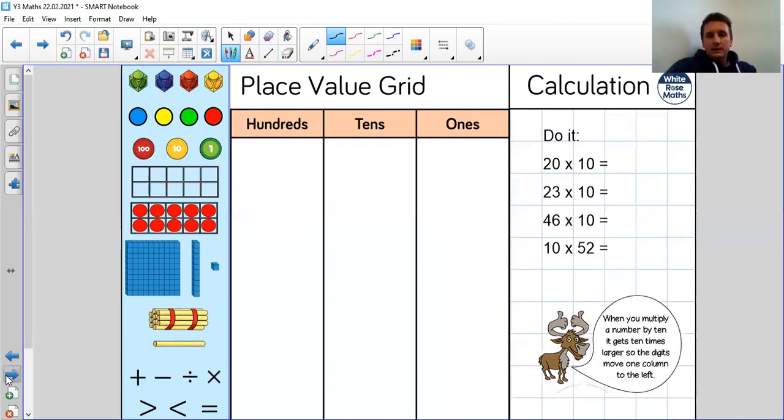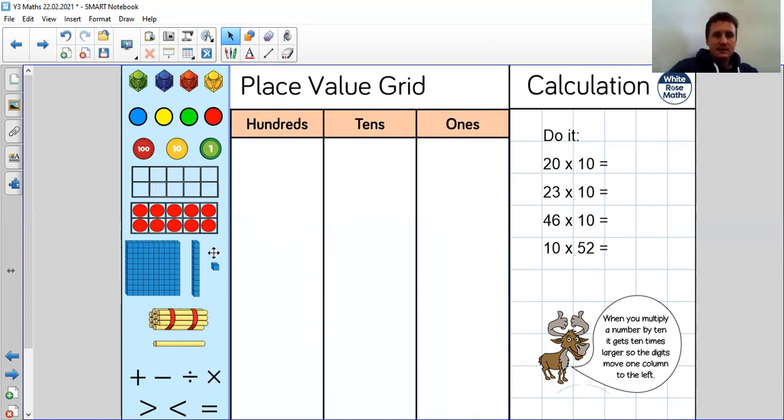Alrighty, I would like you guys to have a go at doing some of these in your books. You don't need to draw the place value grids for each of these. Let's start off with 200. I'm going to start off with the first one with you. So I'm going to start off with 20 times 10. Have a go at it first, then I will run through the reason or the answer with you.